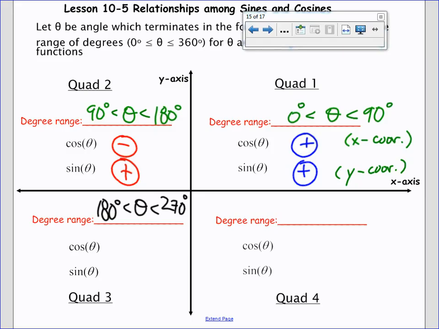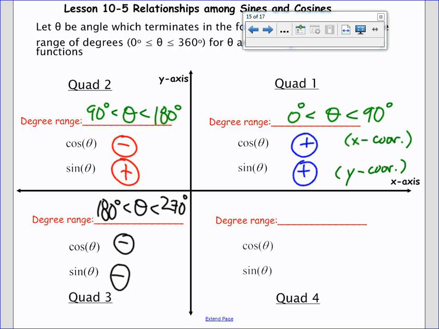In quadrant 3, x coordinates are positive or negative in quadrant 3? Aaron? Negative. Y coordinates are positive or negative in quadrant 3? Will? Negative. So guess what? They're both negative in quadrant 3. Go ahead and fill in quadrant 4. Be ready to share with the class when I call on you.